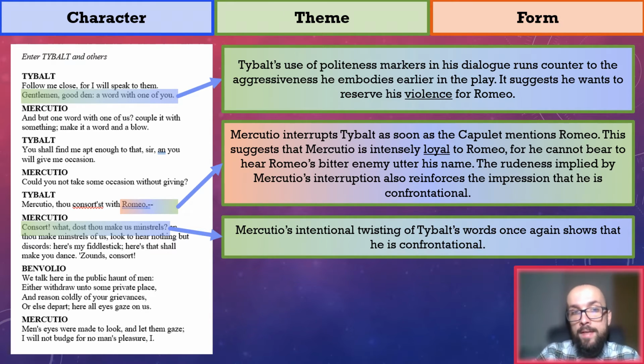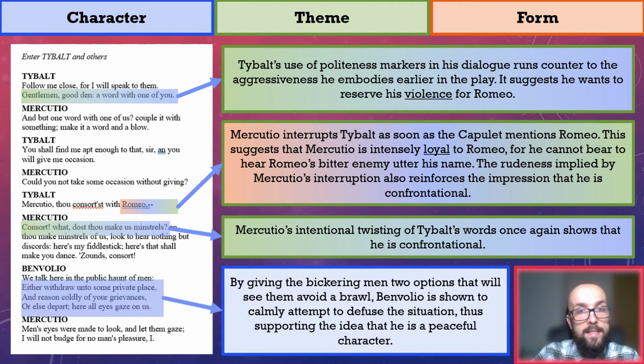When Benvolio gives Mercutio and Tybalt options that would allow them to diffuse the situation, which he chiefly achieves through the conjunction either, and the two options that follow this, the idea that he is a peaceful character is supported because he does not want to see other people get into a fight.